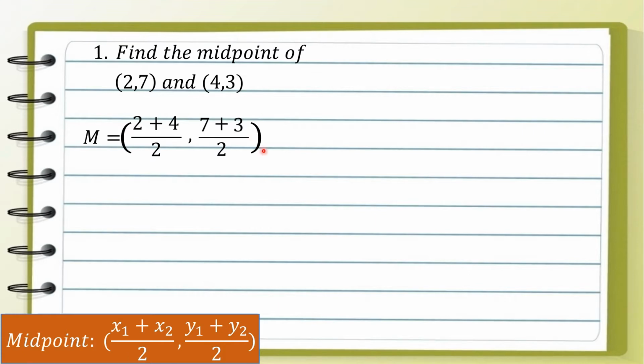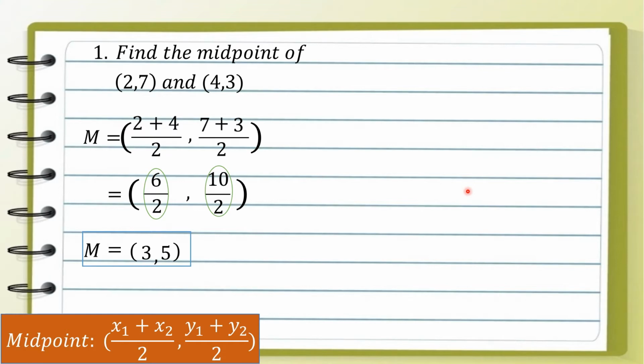Next, let us simplify. So 2 plus 4 is 6. Just copy the denominator, which is 2. And then, next would be 7 plus 3 is 10. Then copy 2. Next step would be divide. So 6 divided by 2 is 3, and 10 divided by 2 is 5. And there we got the midpoint, which is (3, 5).